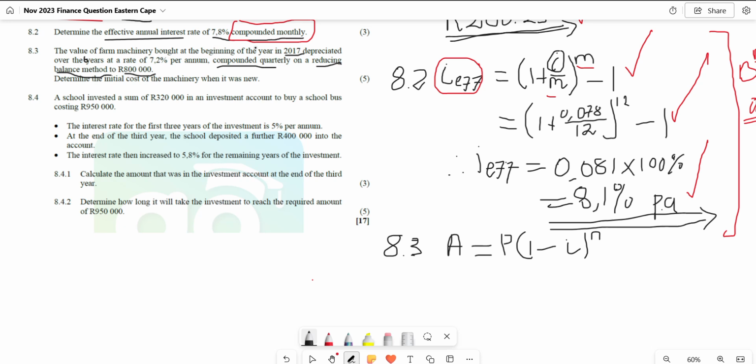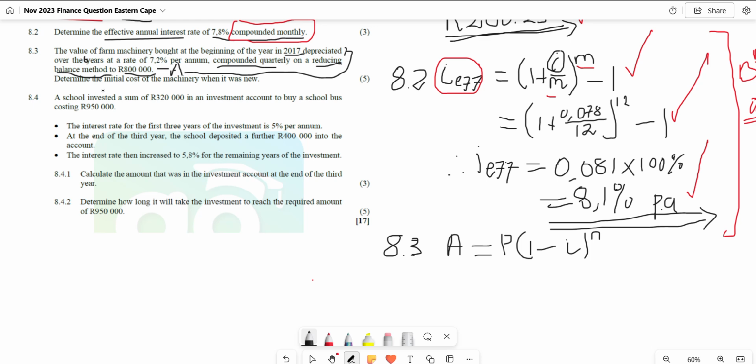Then it says here it depreciated to this particular amount. Therefore, this becomes the depreciated value after usage. This 800,000 rand is the A because of the word depreciated. It is the depreciated amount, and the depreciated amount is represented by A.